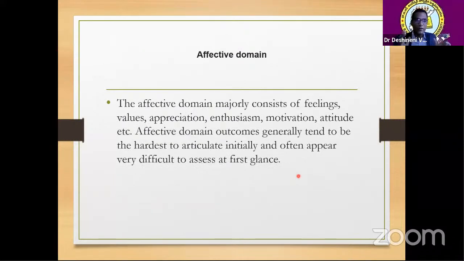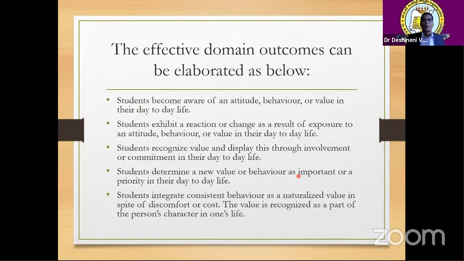Now let us take affective domain. Affective domain majorly consists of our feelings, our values, appreciation, enthusiasm, motivation, attitude, etc. Affective domain outcomes tend to be the hardest to articulate initially, and they often appear very difficult to assess at first glance. These are the important affective domain outcomes. We can elaborate them like this.